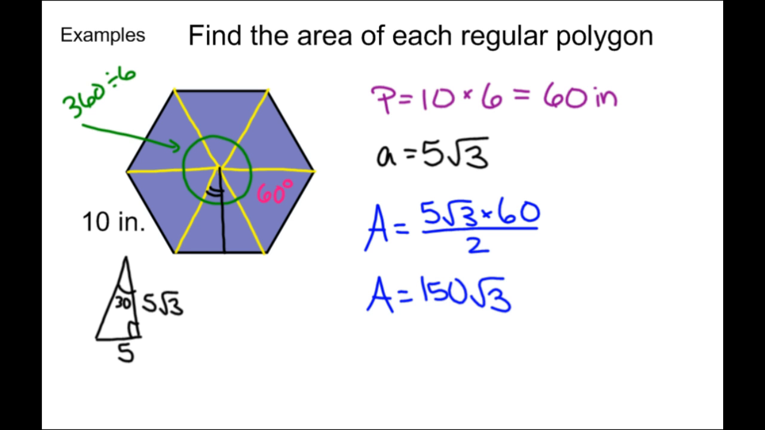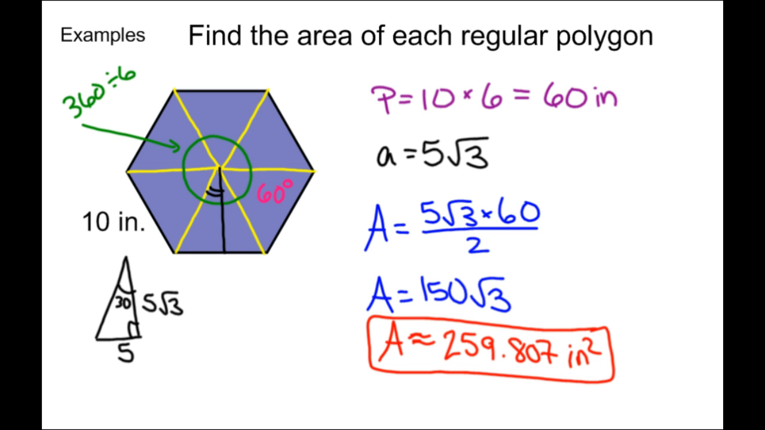And when we plug it into our calculator, we get that our area equals about 259.807 inches squared. And there's our area. Now that one you could have used Pythagorean theorem if you don't remember your special right triangles. Or sorry, you wouldn't be able to use Pythagorean theorem. You have to use trig to be able to do it. But we know our special right triangle, so we're going to do it pretty quickly.